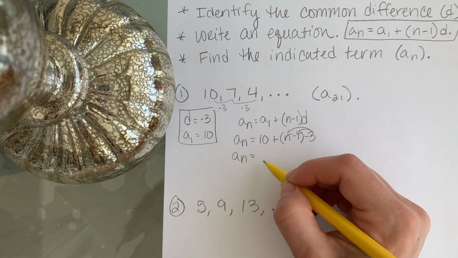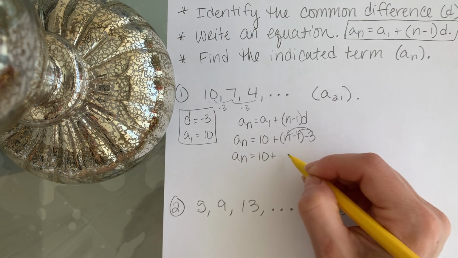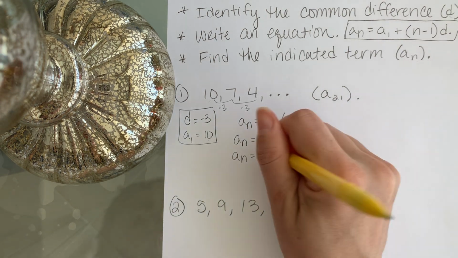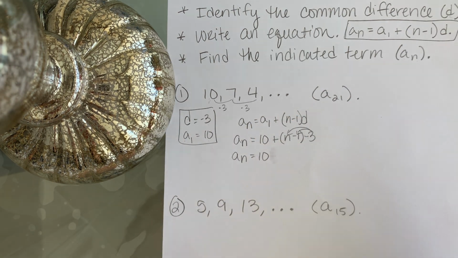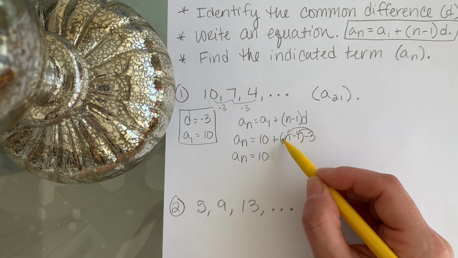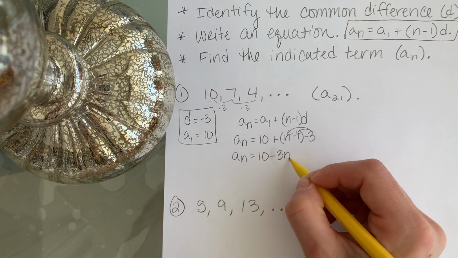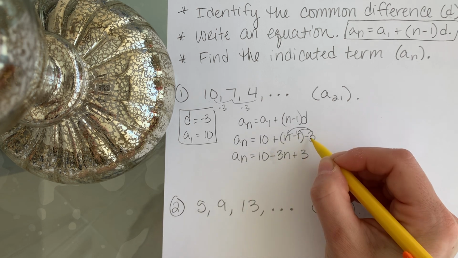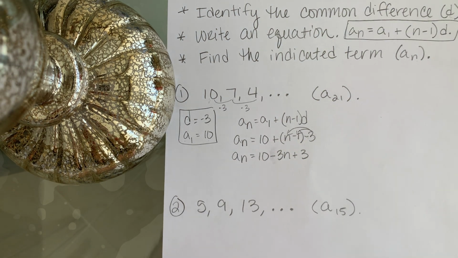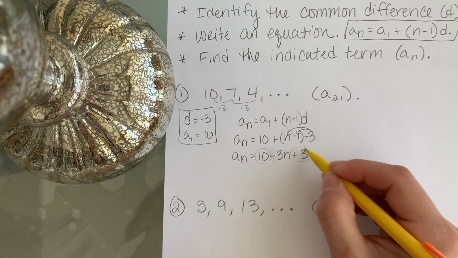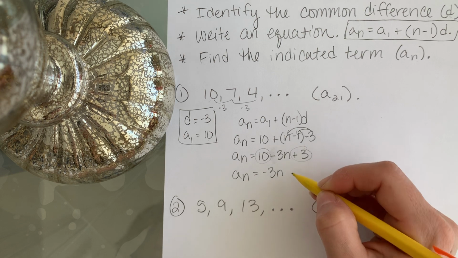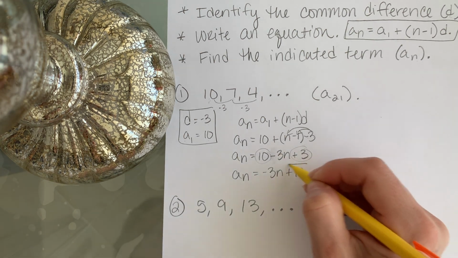a sub n equals 10 plus, well, I should actually say minus. You want to know why I'm going to say minus? Because this -3 is going to be in front of the n, so minus 3n plus 3. 3 times -1 gives you +3 here. So now all you have to do is combine your like terms. a sub n equals -3n plus 13. And that's your equation.